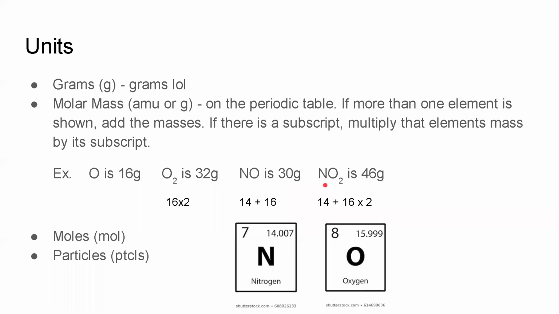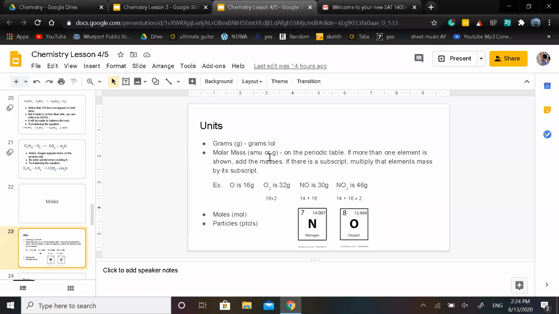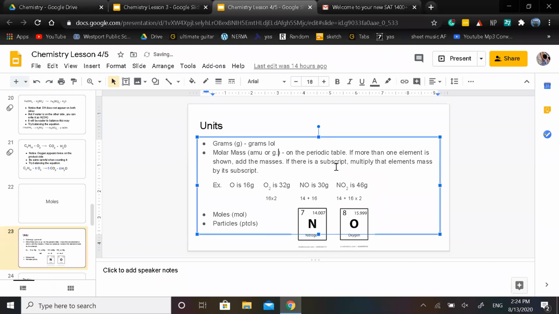NO2, so here you would do O2 first, which is 16 times 2, and then N is just 14, and then you add that up. So 14 plus 16 times 2 would be 32 plus 14 is 46 grams, or grams per mole. Let me change that real quick so you guys don't get messed up. It's supposed to be grams per mole.